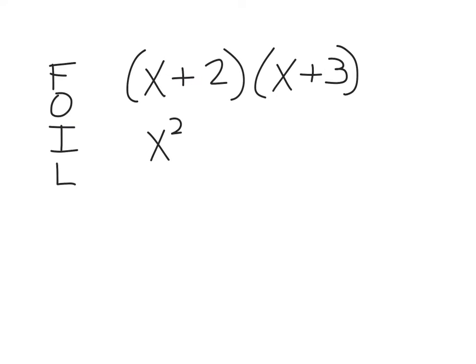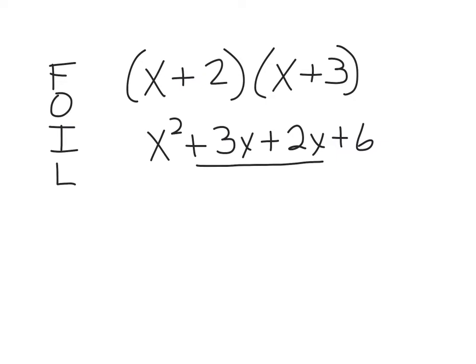My outsides are my x and 3, so 3 times x is 3x. My insides are 2 times x, which is 2x. And then my last are my 2 times 3, which is a 6. And as you remember, usually in the middle are two terms that are like terms, and we can put them together. So I have x squared plus 5x plus 6. All right. Now what we're going to do is go backwards and go back to the binomials.